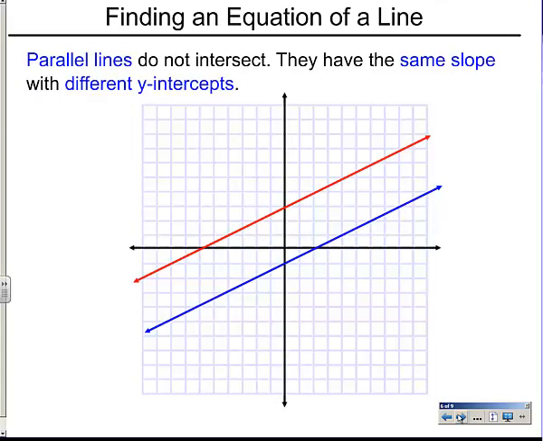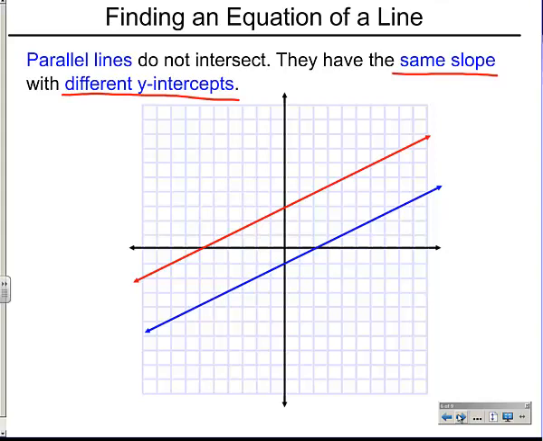Okay, there are some scenarios in which you'll have lines that are parallel to each other and perpendicular. And here's what we mean by parallel lines. Parallel lines do not intersect in the same plane. They also have, you might want to boldface this, the same slope with different y-intercepts. They have to have the same slope with a different y-intercept. That's the only way that they can be parallel to each other.